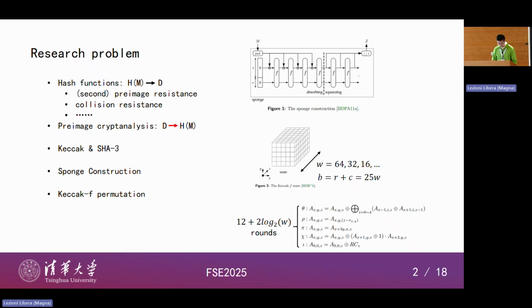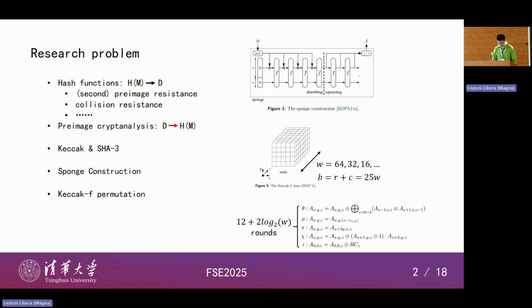Hash function is a vital cryptographic primitive. It processes an arbitrary length message into a fixed size digest. It requires critical properties like pre-image resistance and collision resistance. For pre-image resistance, given a digest, finding any message whose hashed result matches the digest should be computationally infeasible. This paper focuses on pre-image cryptanalysis on round-reduced Keccak.